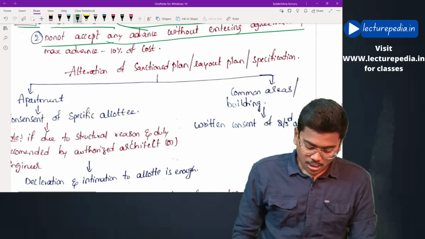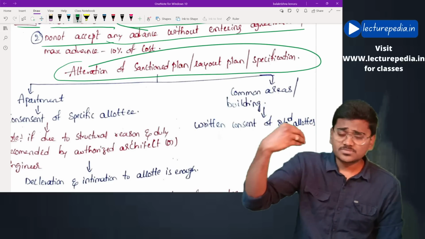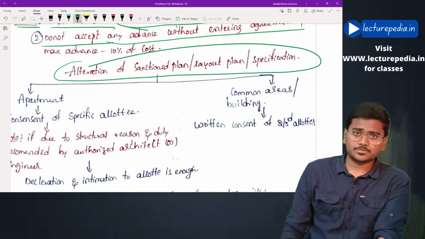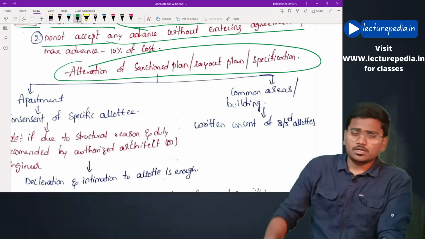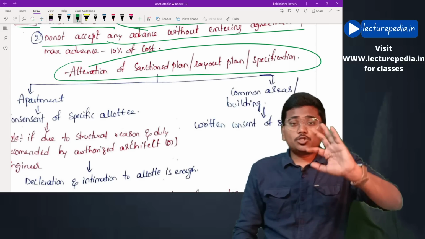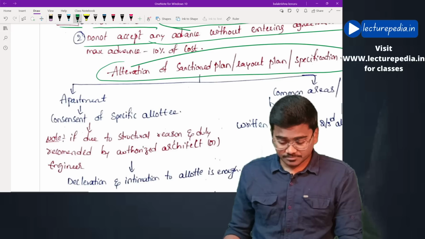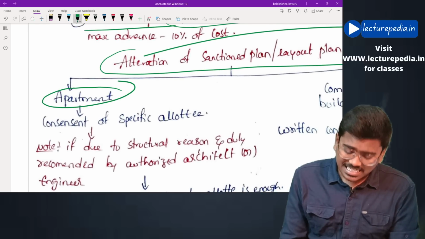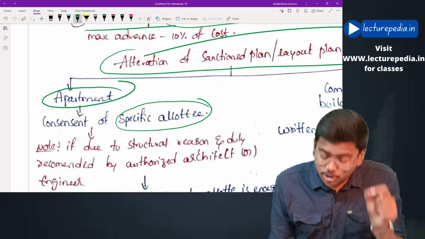Next, alteration of sanctioned plan, layout, or specification. Now the relevant municipal authority has sanctioned the plan of construction, or the plan of the layout. Now you are constructing as per that approved plan. Now suddenly you want to modify the plan, you want to change the plan. In that case, if the change of plan of construction is relevant to any single apartment, you need to obtain the consent of that respective allottee.